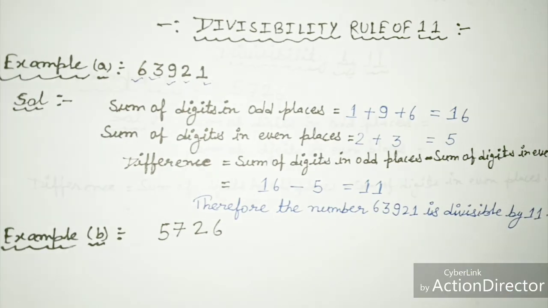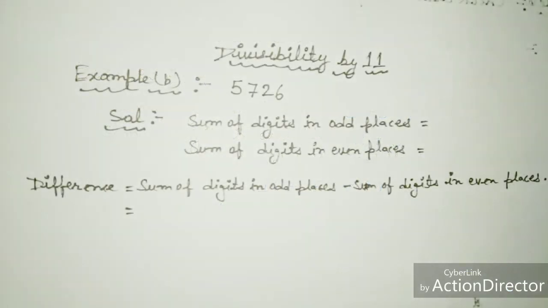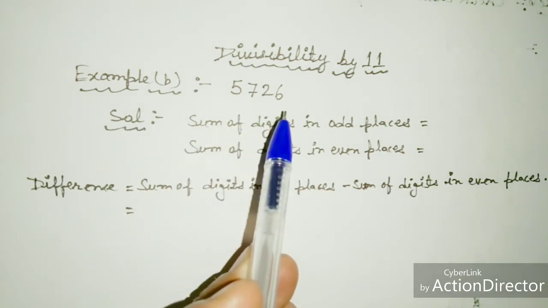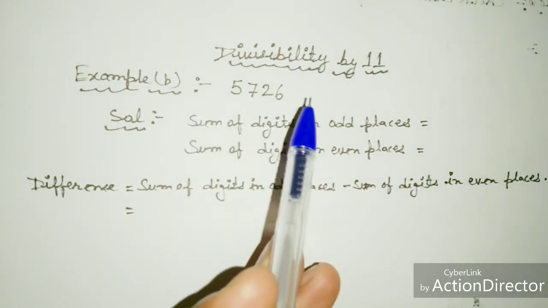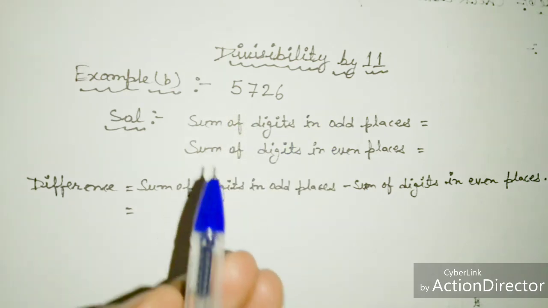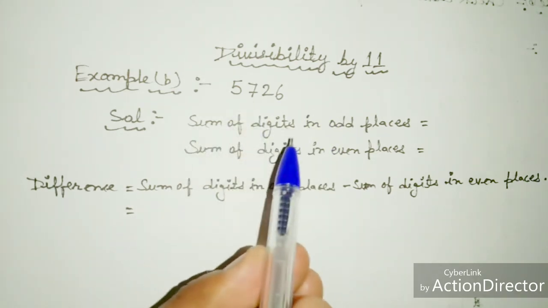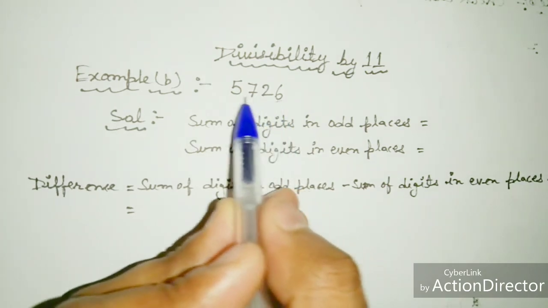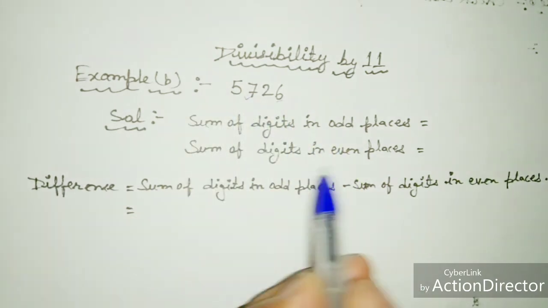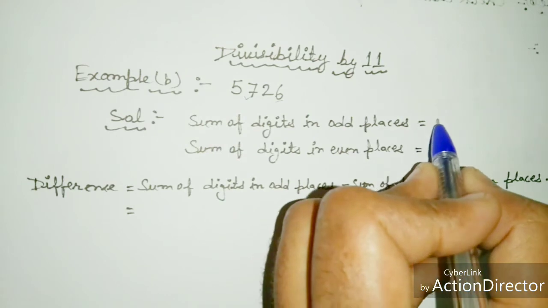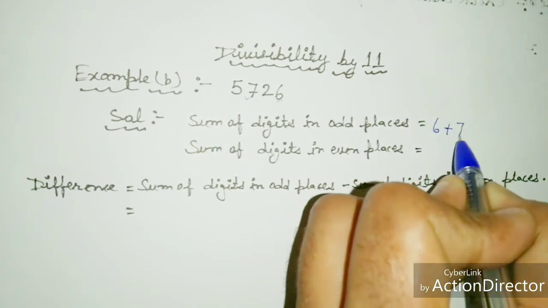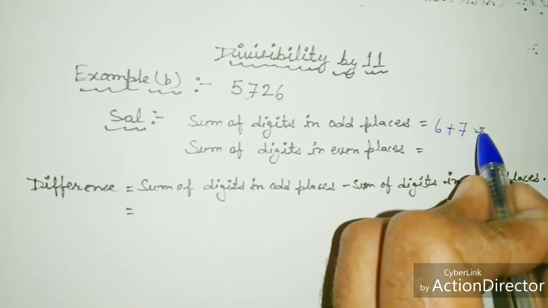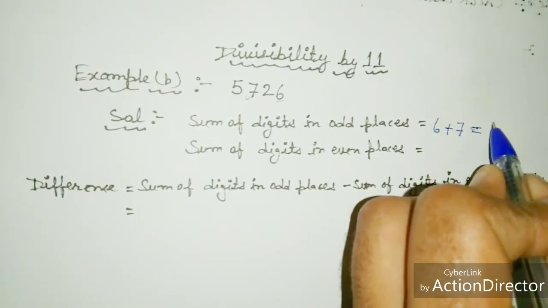Now here we solve example number B. Is 5,726 divisible by 11 or not? First we find the sum of digits in odd places. The digits in odd places are 6 and 7. Now we add these two numbers, 6 plus 7. It gives the sum 13.